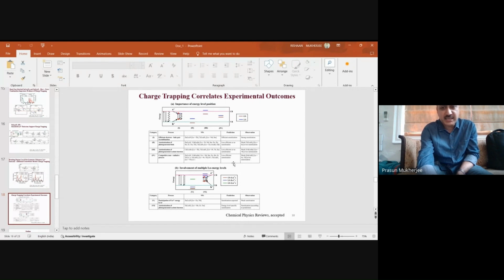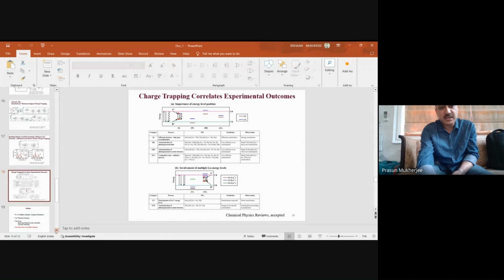And an interesting case arises when there are multiple Ln3+ energy levels, either the involvement of the Ln2+ energy level, and if there are multiple luminescent energy levels, then it depends on where exactly the luminescent energy levels are. If it is above the conduction band, the nature is different. If it is below the conduction band, the outcome from that luminescent energy level is found to be different.